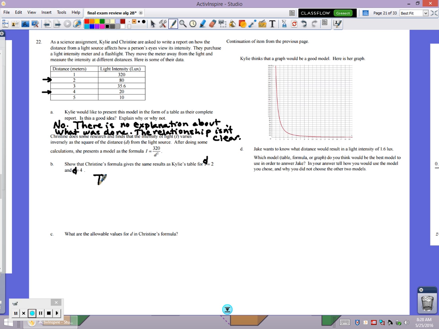So I'm going to say I of 2, kind of like our f of x notation, right? So function notation, the intensity with a distance of 2 is going to be equal to 320 divided by 2 squared, right? So I'm plugging in that value of d. All right, so 320 divided by 4, and I get 80. Does that check out? When d is 2, intensity is 80. Yep, looks good.